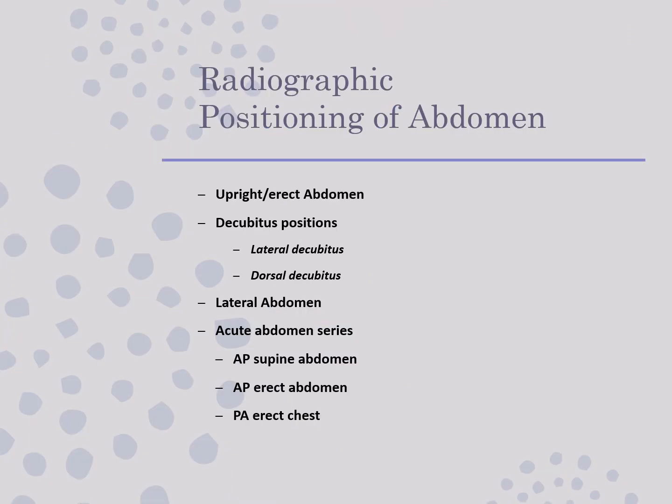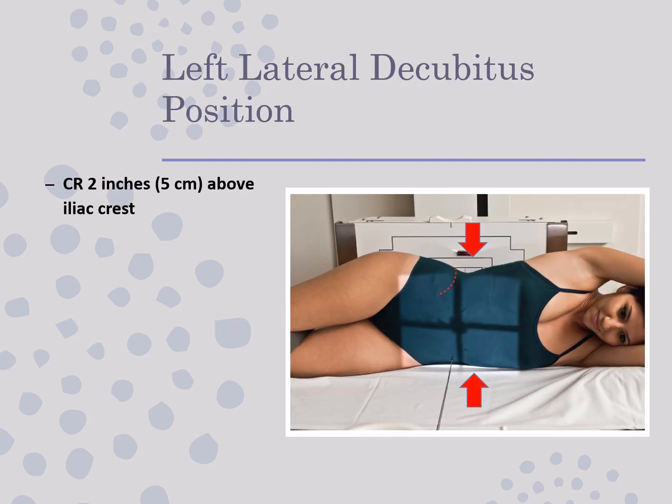What we're going to be looking at is the rest of the abdomen positions, which tend to be an upright or an erect abdomen, a decubitus abdomen, which could be a lateral decubitus or a dorsal decubitus, a lateral abdomen, and an acute abdominal series. So let's get started with this. This is from page 117.